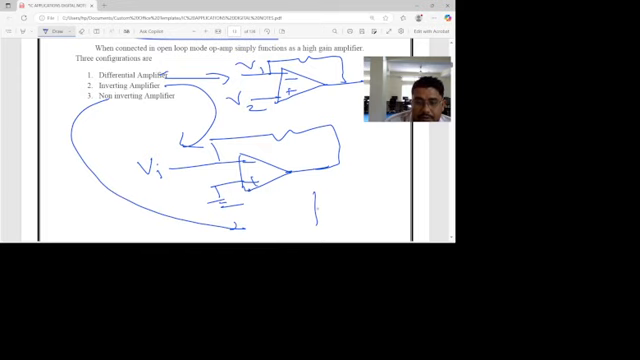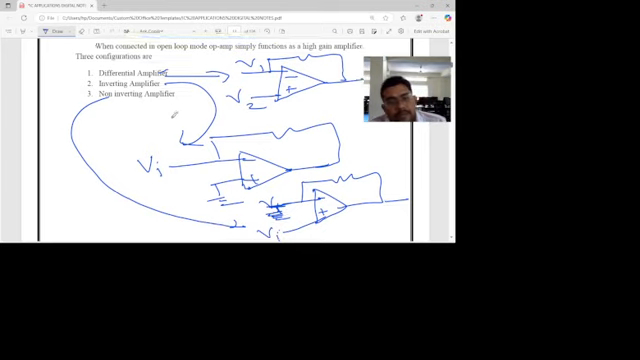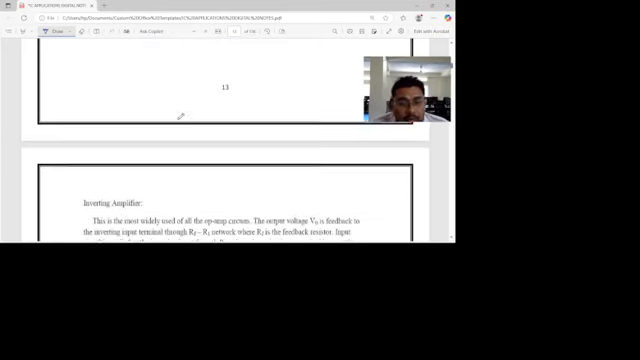Third is the non-inverting mode. Suppose this is the op-amp here, positive and negative. Vi input is here, and the op-amp feedback is here. So in case of non-inverting, the inverting terminal must be provided 0, and the input should be provided to the non-inverting terminal. So three configurations are generally possible in op-amps.